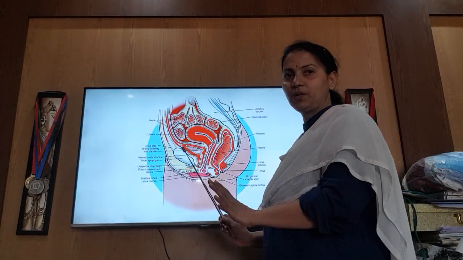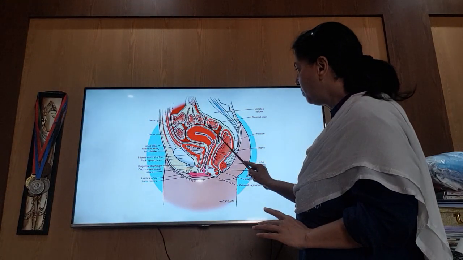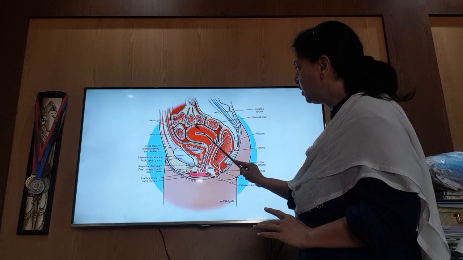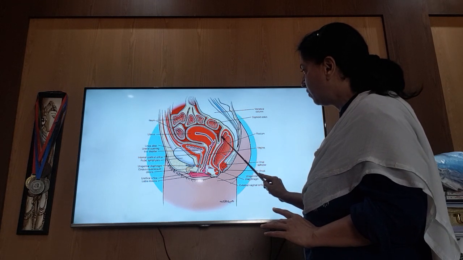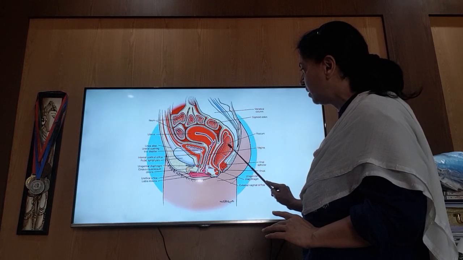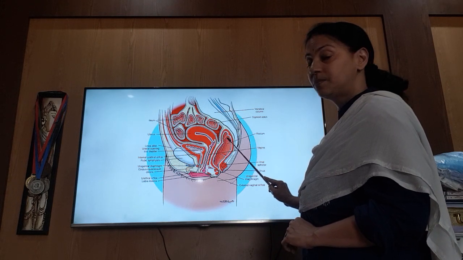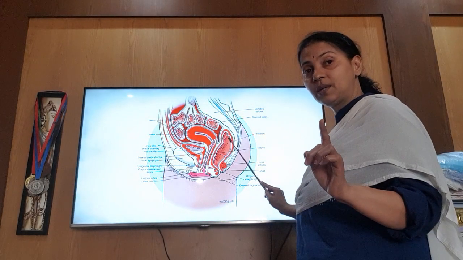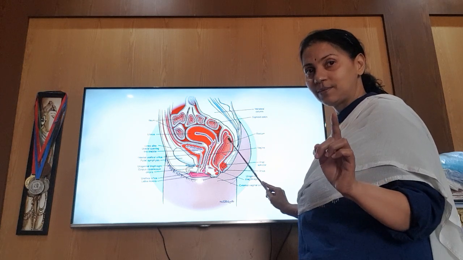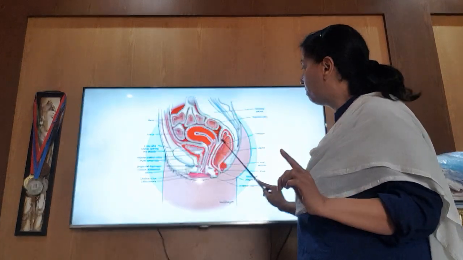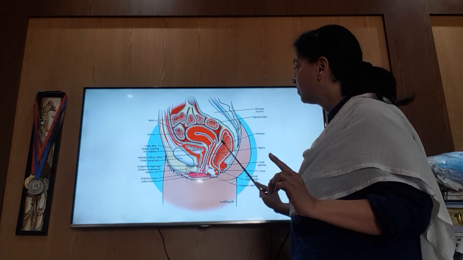And in female body, the same fold of peritoneum which is going down and again forming a pouch here between rectum and uterus. It is called what? It is between rectum and uterus. So here it will be called pouch of Douglas.